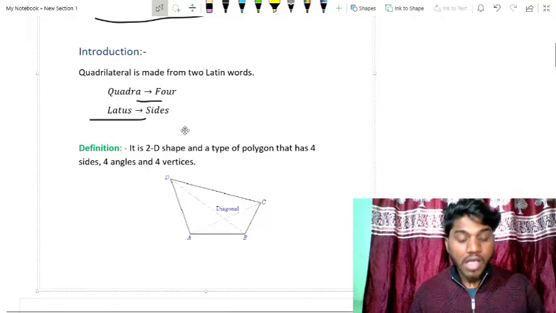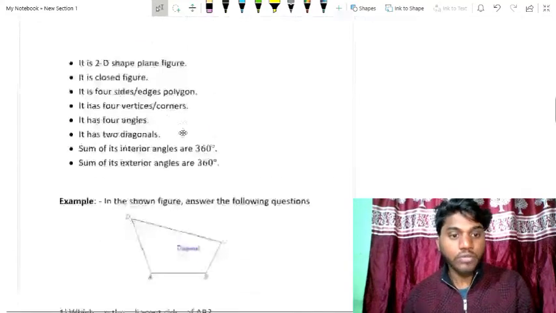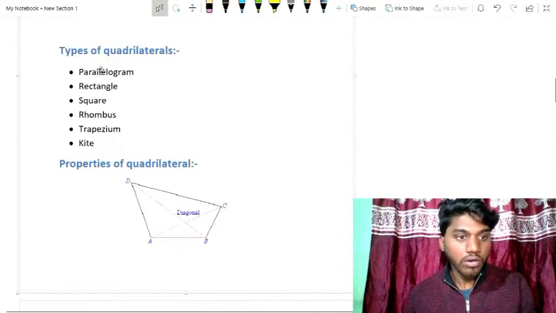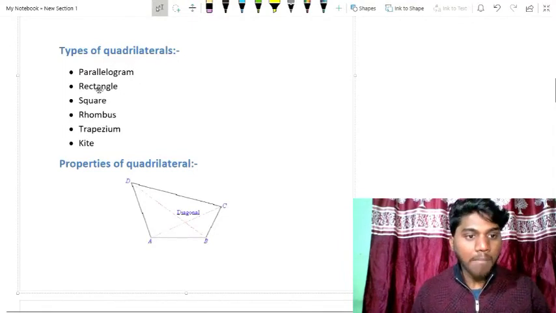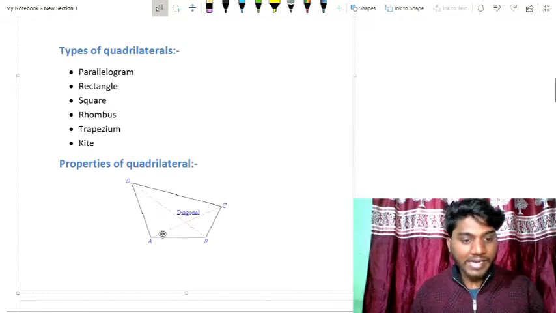Now I will study properties and types of quadrilaterals. Types of quadrilaterals: parallelogram, rectangle, square, rhombus, trapezium, and kite. First of all, know the properties of quadrilaterals. It has four sides. It is a closed figure, a four-sided polygon, and a 2D shape. It has four angles and four vertices.